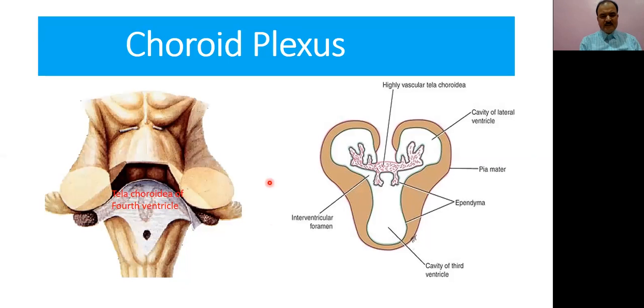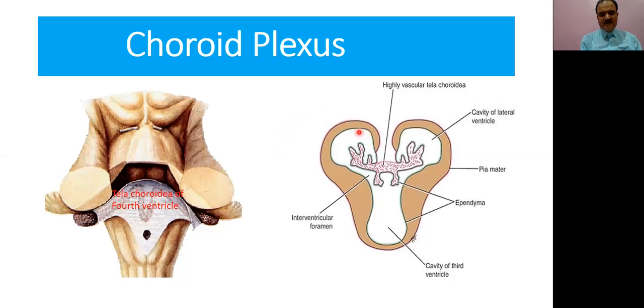So, in each of the ventricles, there is what we call the choroid plexus. So, what is the choroid plexus? As you know, the ventricles are lined by ependyma, and the brain surface is covered by meninges. The innermost layer of the meninges is the pia mater, which invades the ventricles also. So in the ventricles there is a layer of pia mater and an ependymal layer.